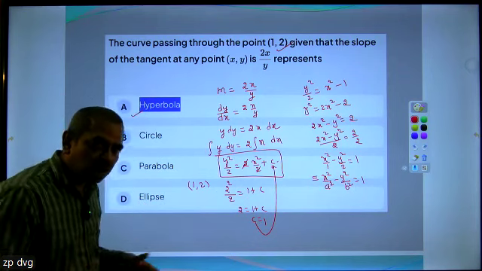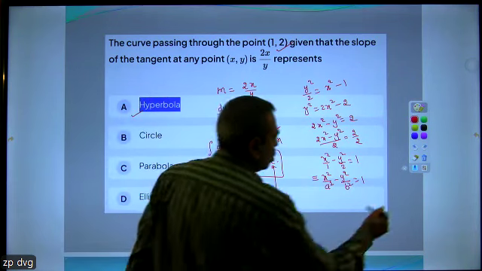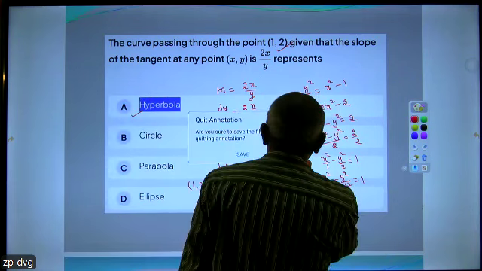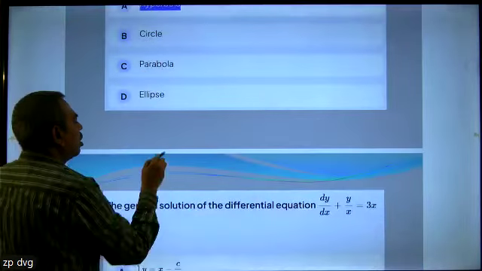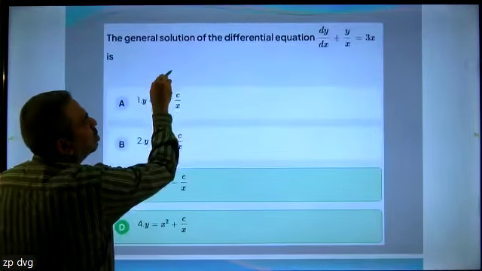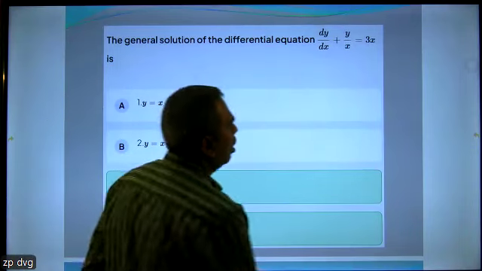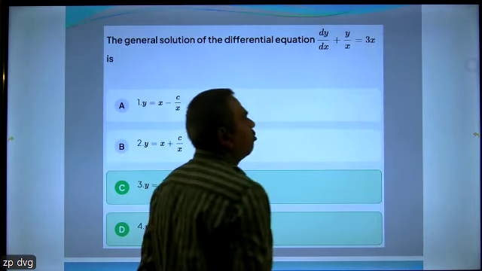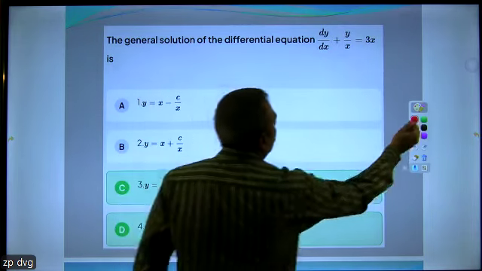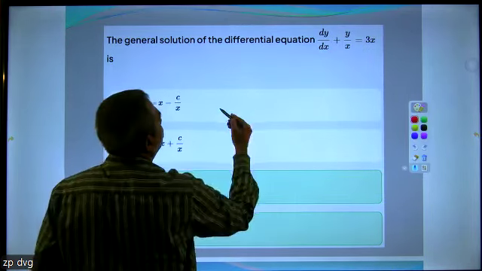Now coming to the third model. Just see this here. Now from here onwards, this is the third model. This is called linear differential equation of first order.